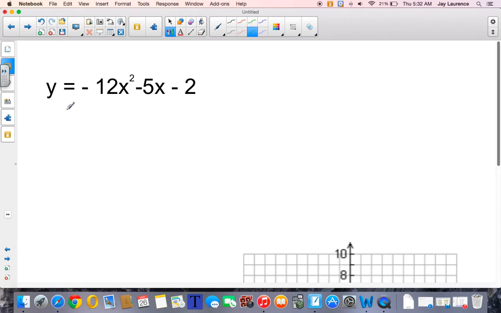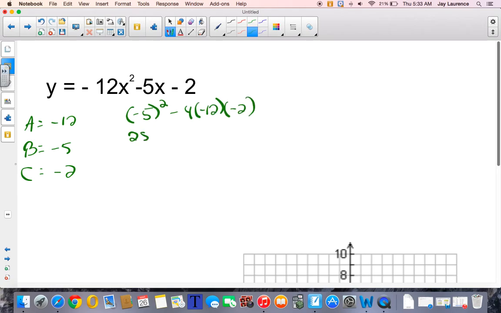All right, so same thing. We're going to first go A, B, C. Easy as negative 12, negative 5, negative 2. Go for my discriminant. So I'm going to do B squared using those parentheses minus 4AC. I get 25, and that's going to be a negative 96. Ooh, that's going to be a negative. There's not going to be any x-intercepts. This will not cross the x-axis. So we're going to get negative 71. So there are no solutions here.